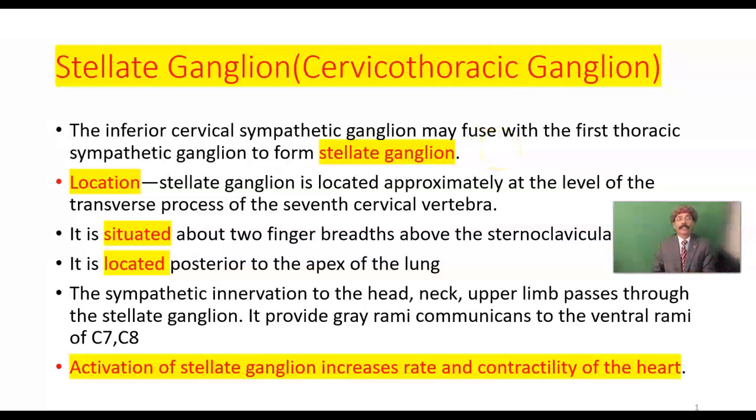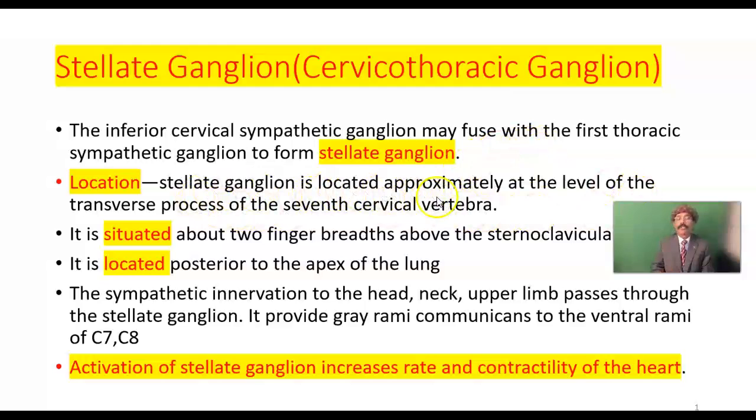We have the sympathetic chain of ganglia. The inferior cervical sympathetic ganglion may not fuse with the first thoracic sympathetic ganglion. Sometimes the inferior cervical sympathetic ganglion may fuse with thoracic 1, thoracic 2, even thoracic 3 ganglion. So the size of the ganglion is variable, as well as its location.